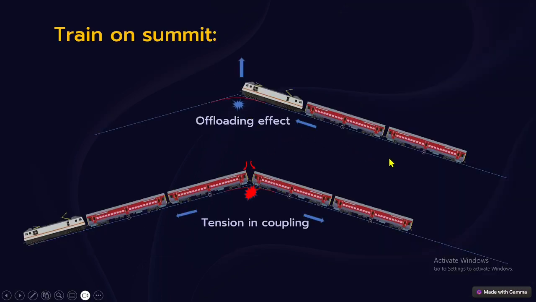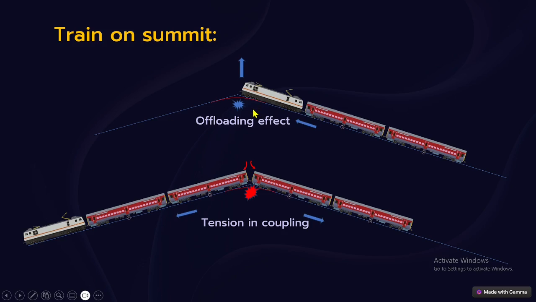So here, this is a pictorial representation. See here, as already discussed, this is your train moving on an up gradient, passing the summit point, and because of that there will always be centrifugal force acting outward. There will be an offloading effect, and sometimes the wheel will lose contact. That may result in derailment also if proper curvature is not there.